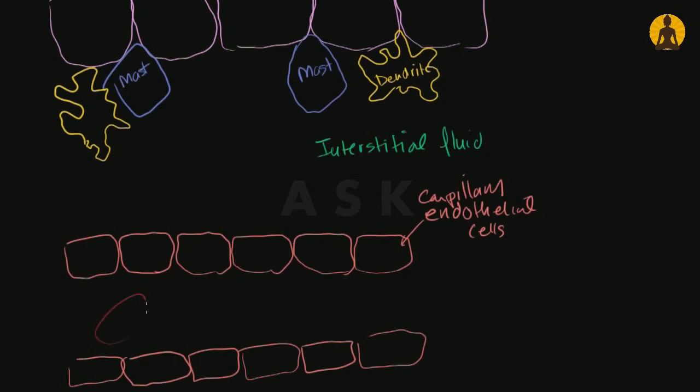Maybe I'll draw a couple of red blood cells in here. These are red blood cells. Maybe they're flowing in that direction. On this side, they're oxygenated. This would be arteries, and then they become veins as the red blood cells lose their oxygen.